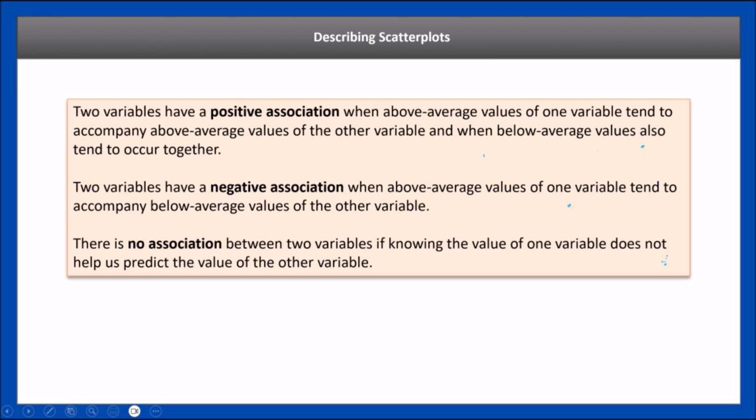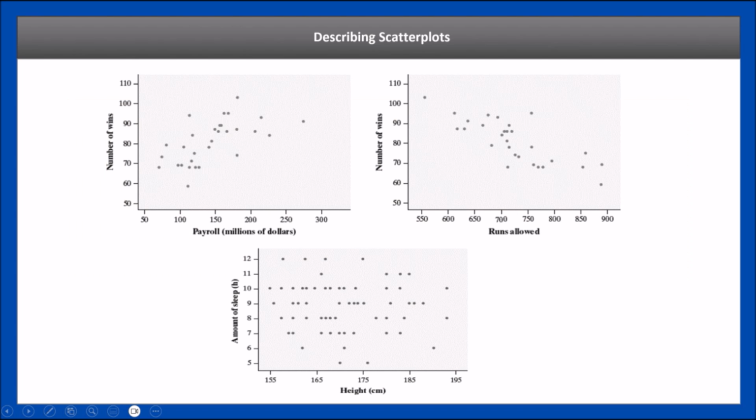All right, so there's no association if knowing the value of one variable does not help us predict the value of the other variable. So it's just all over the place. There's no clear trend. Okay, so let's take a look at the scatter plots here. We have 3 of them. Which association will accompany each scatter plot?